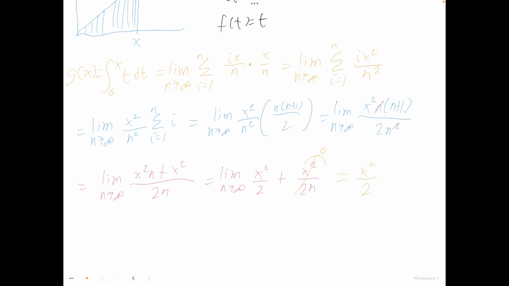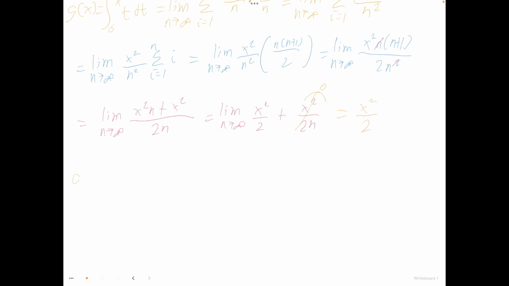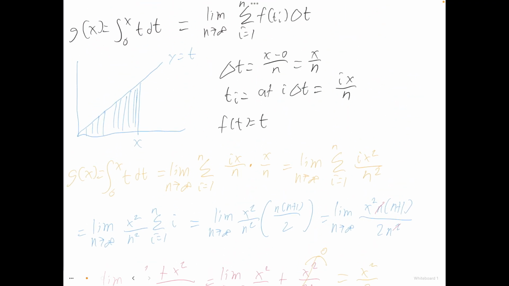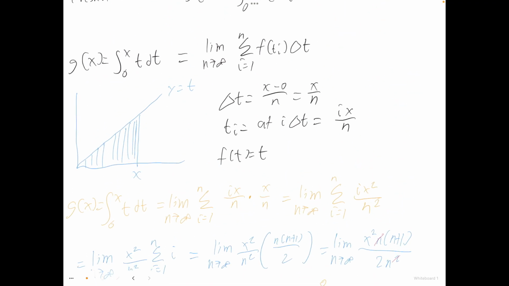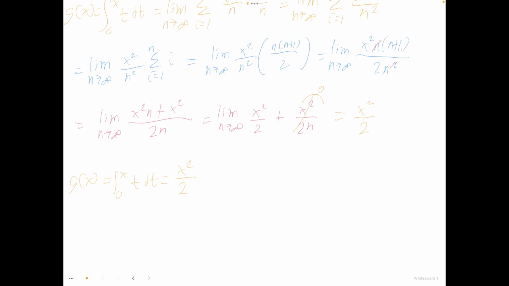Now at first, you might forget what we were trying to do, but what we found then is g of x, which is the integral from 0 to x of t dt, is equal to x squared over 2. So this gives us a formula that tells us the area of that triangle that we were forming for any x. So rather than computing the area of this triangle every single time, we found that it's just going to be x squared over 2.